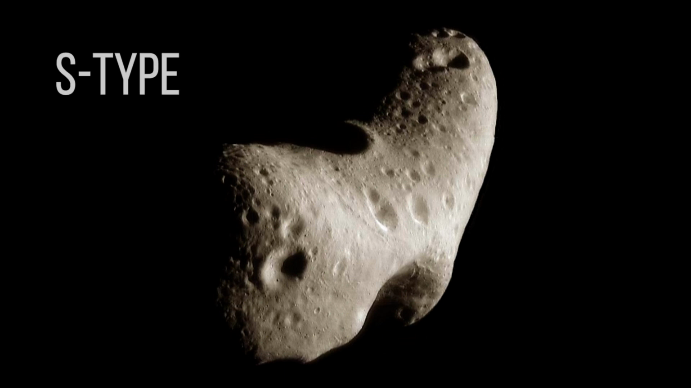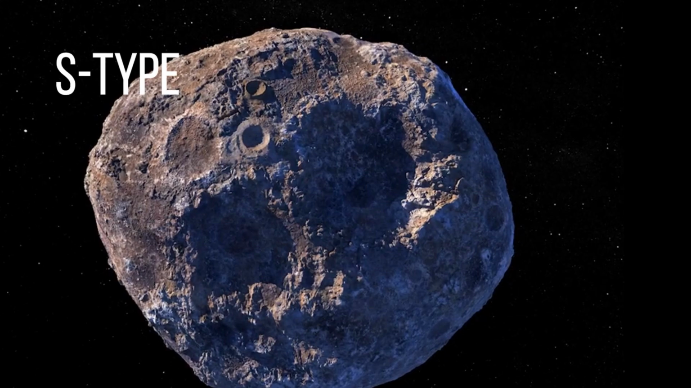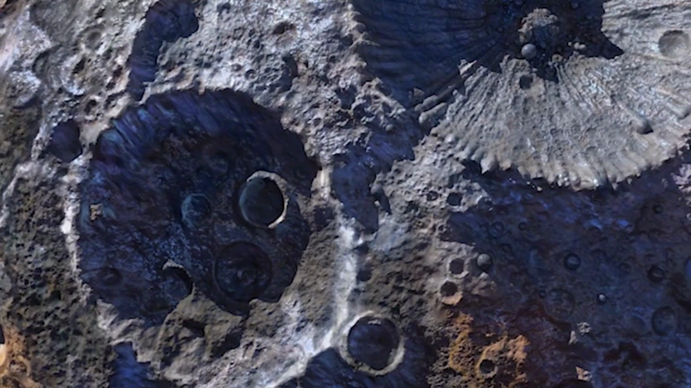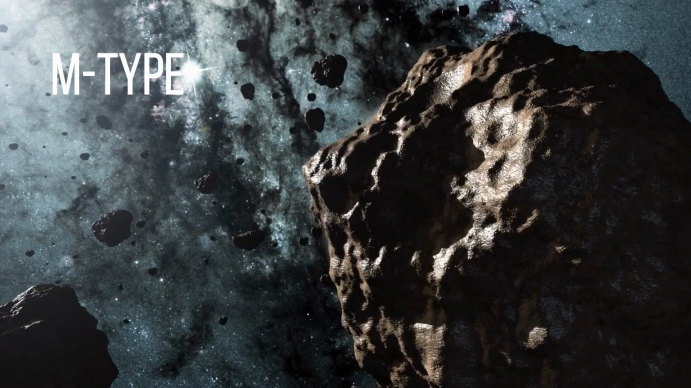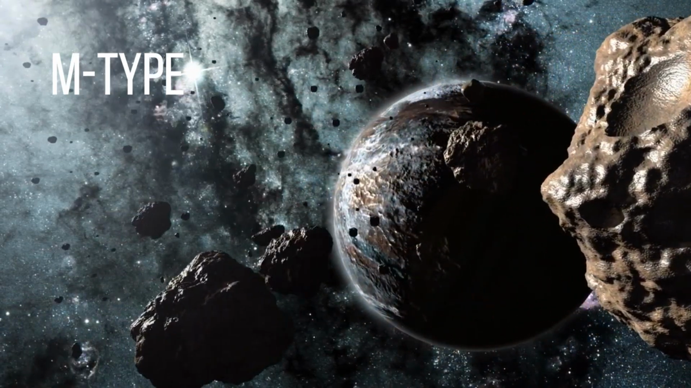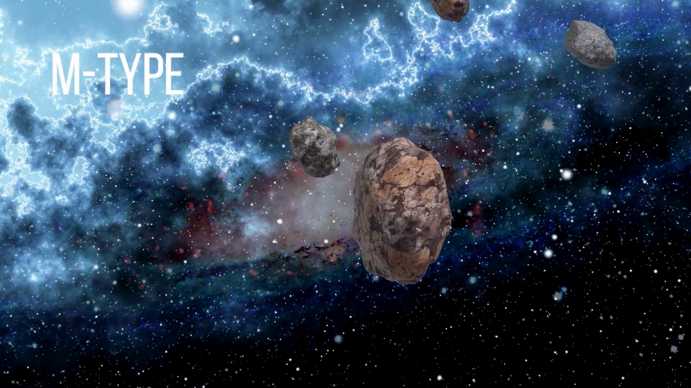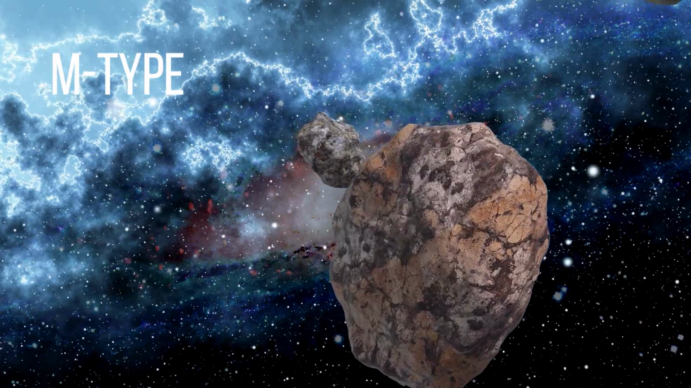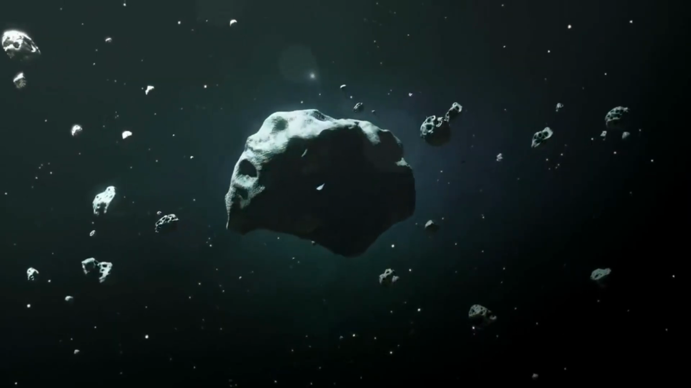S-type asteroids are moderately bright and consist mainly of iron and magnesium silicates. They are dominant in the inner part of the asteroid belt. M-type asteroids are metallic and often found in the outer asteroid belt. They are a spectral class of asteroids that appear to contain higher concentrations of metal phases, e.g. iron-nickel, than other asteroid classes. They are widely thought to be the source of iron meteorites.